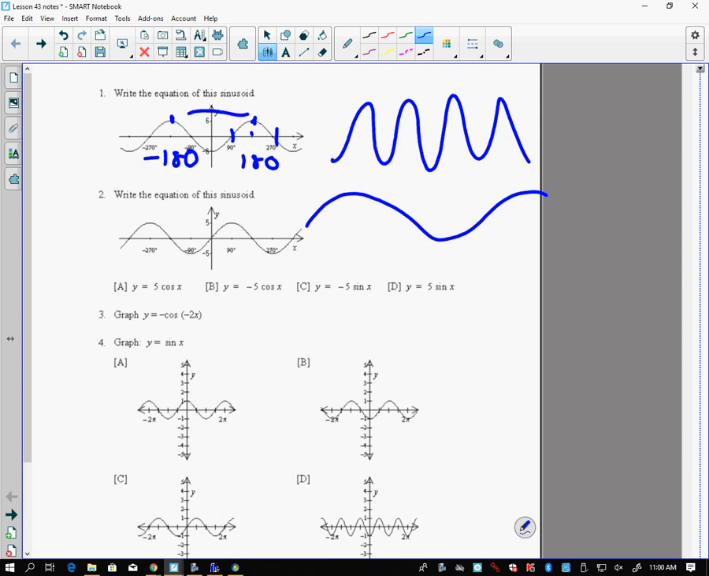So what is the degrees between those two points? How many degrees does it take to get from negative 180 to positive 180? 360. So it has a standard period. It goes through one complete revolution in 360 degrees. So do we understand periods right now? Okay, phase shift comes in later. We're not necessarily worried about phase shift.